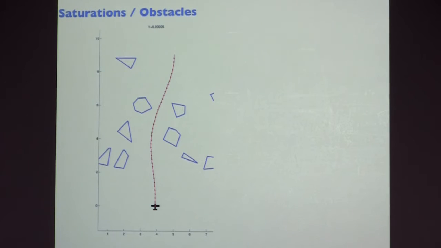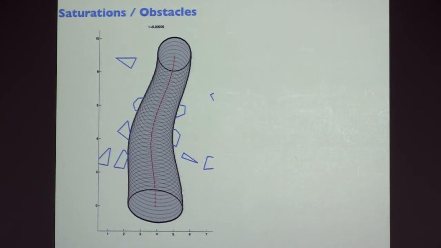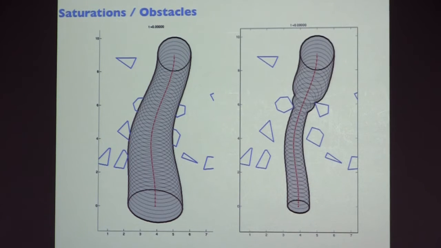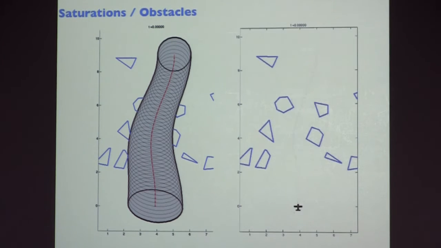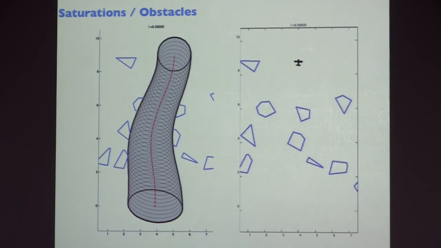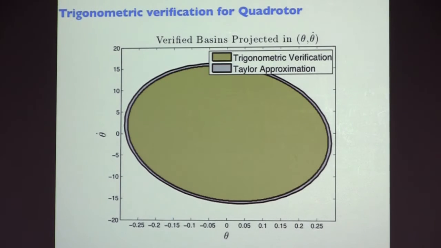You can handle saturations and obstacles. In fact, you can even handle them sort of as a post-processing step. So I could take a plane flying through a polygonal forest, compute what its region of attraction, or its finite time invariance around a trajectory, would be without the obstacles, and then just trim it away to match the obstacle. You've got efficient algorithms for that. Going to fly MATLAB planes through forests. We can do it directly on the trigonometric verification, or we can do Taylor expansions. It turns out the Taylor expansions aren't that bad, so we do them a lot.